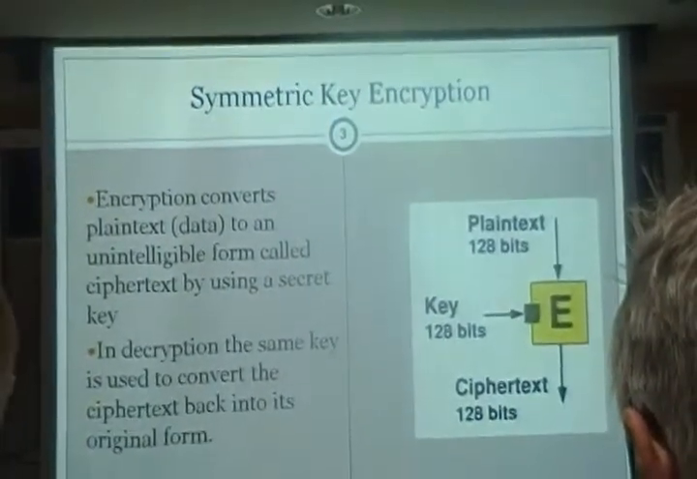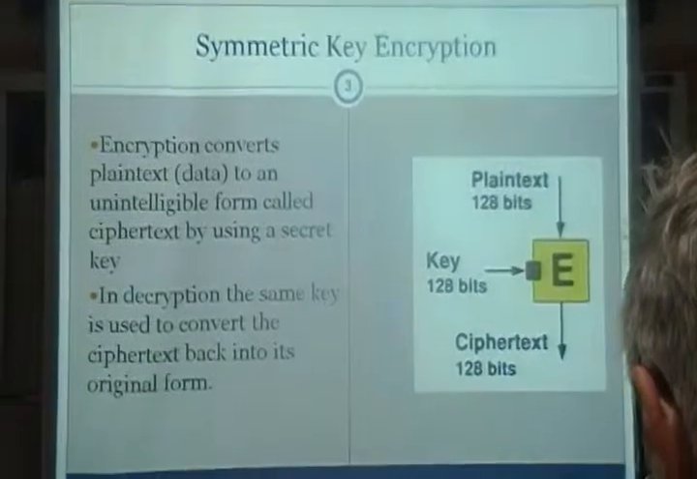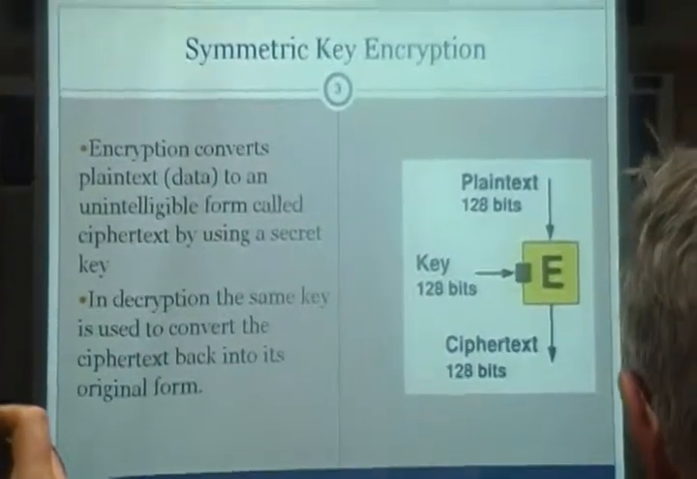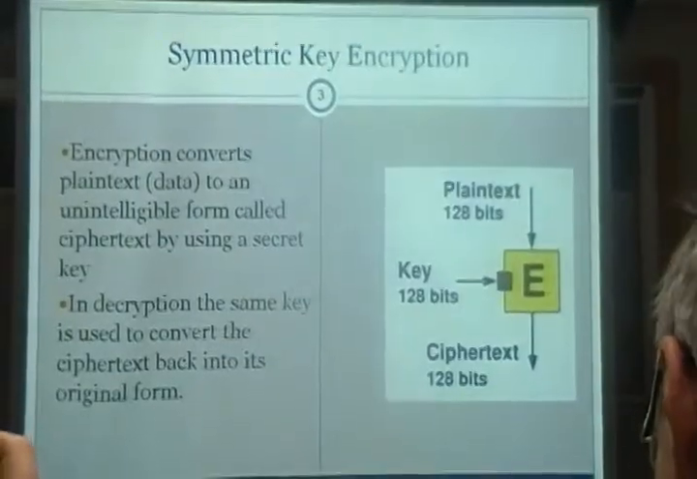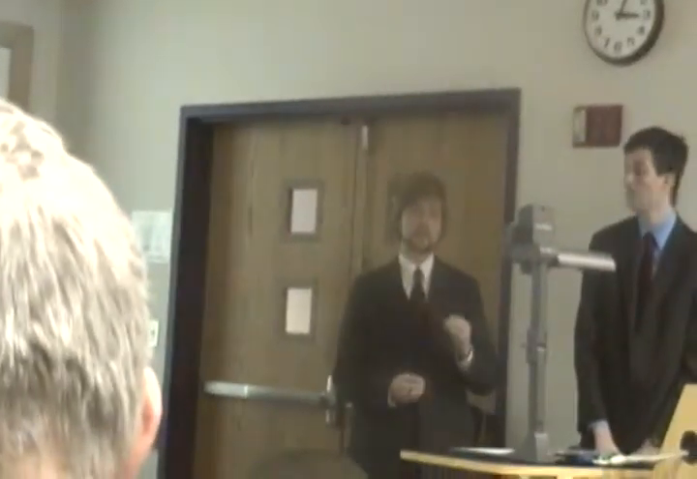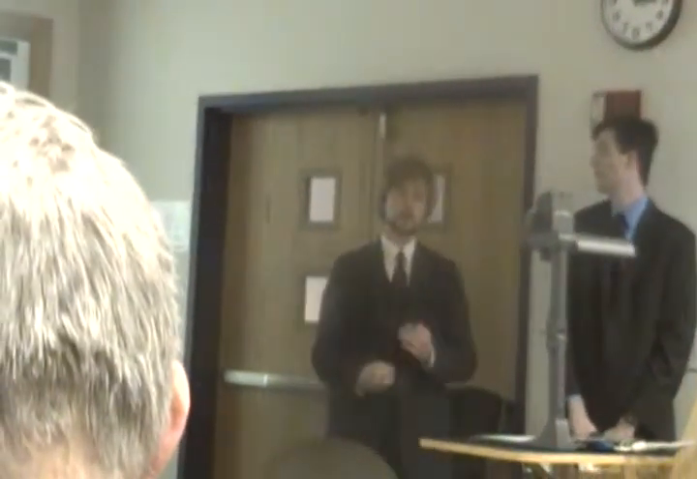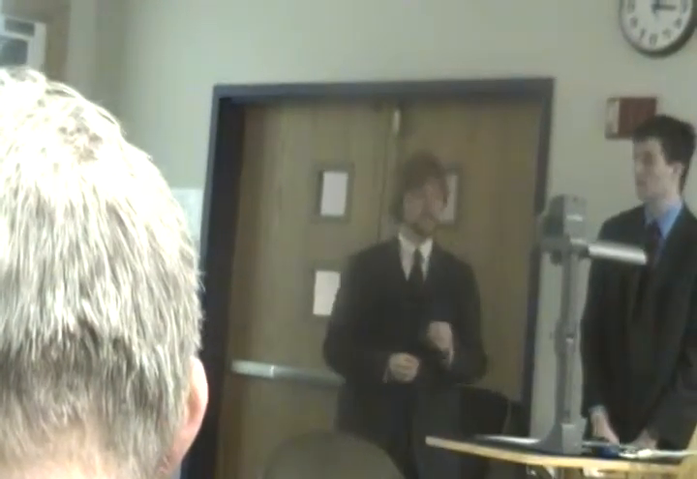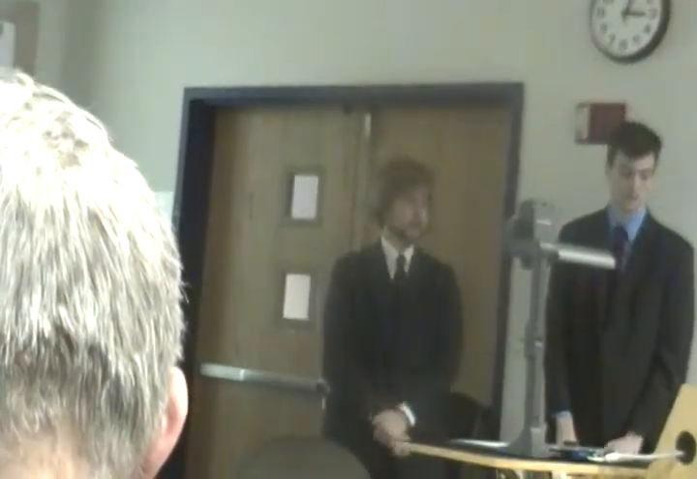In symmetric key encryption, unencrypted data, or plain text, is combined with a secret key to produce encrypted data, or ciphertext. In the decryption phase, this ciphertext is combined with the same secret key to decode the data. This means that if an attacker is able to obtain the secret key, they can then read any data that was encrypted with that key.